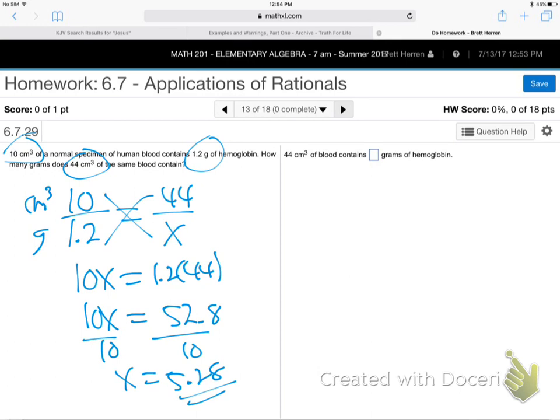Are we okay there? So they give you three numbers. The fourth one's x. Cross multiply, solve for x. No questions? It's easy.